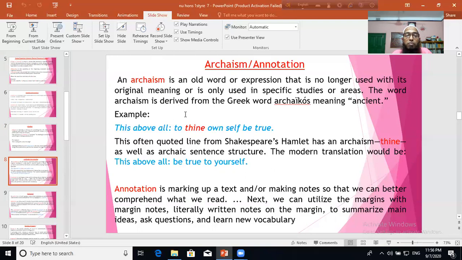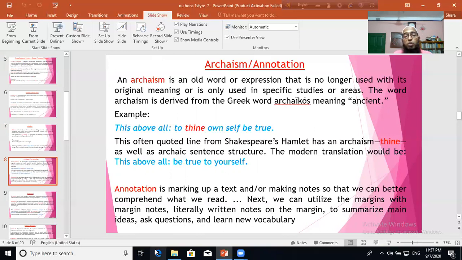They use this type of archaic words. What is annotation? Annotation is marking up a text and or marking notes so that we can better comprehend what we read. Next, we can utilize the margins with margin notes, literally written notes on the margin, to summarize main ideas, ask questions, and learn new vocabulary.